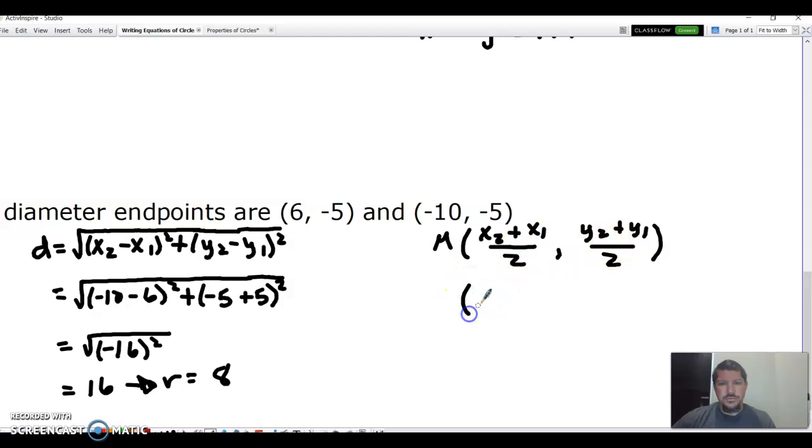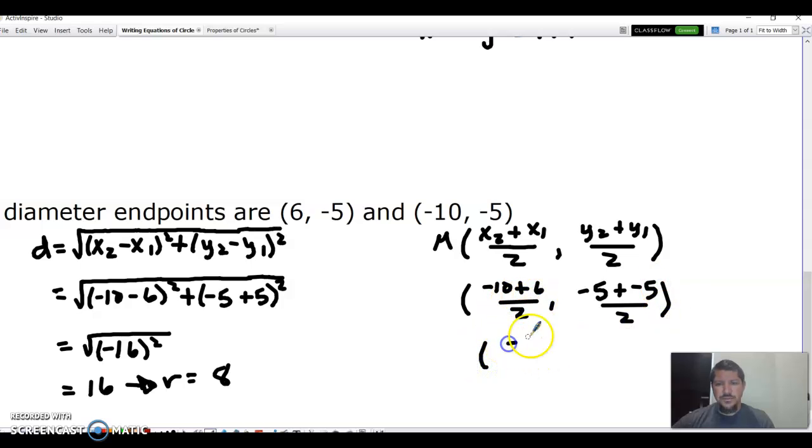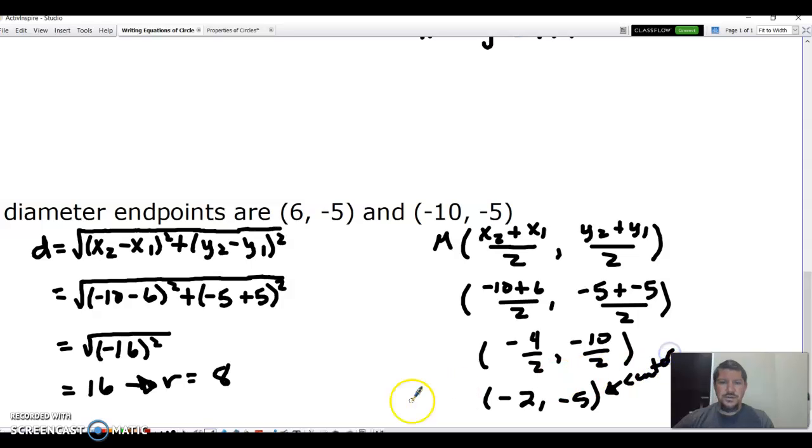Midpoint formula. So (−10 + 6) over 2, (−5 + −5) over 2. This is going to give me −4 over 2, −10 over 2. So that's going to be (−2, −5). This here is my center. Now I can write my equation.